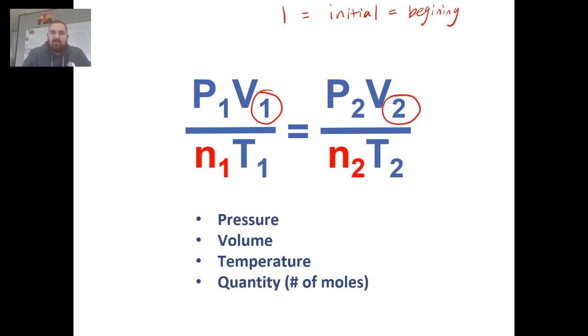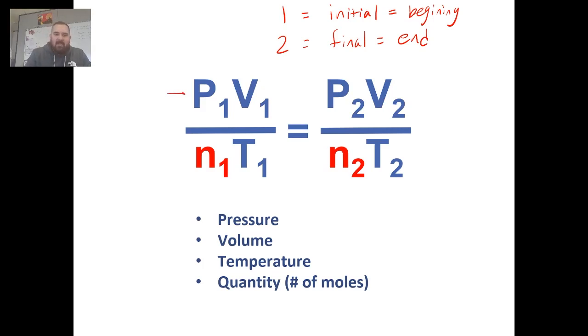Now the next one, 2. 2 means final. Final is going to be the end. So I'm going to be referring to these as initial and final from now till we're done with gas laws. But just know, that's what the 1 and the 2 mean. Now let's come back to these variables.